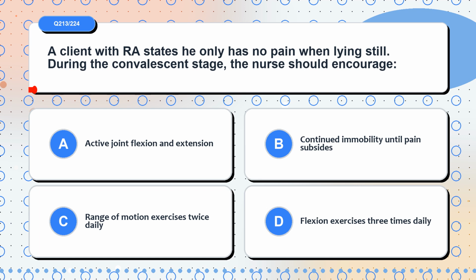Question 213. A client with RA states he has no pain only when lying still. During the convalescent stage, the nurse should encourage. Here are the options. Option A. Active joint flexion and extension. Option B. Continued immobility until pain subsides. Option C. Range of motion exercises twice daily. Option D. Flexion exercises 3 times daily.